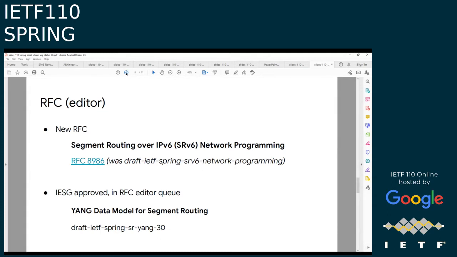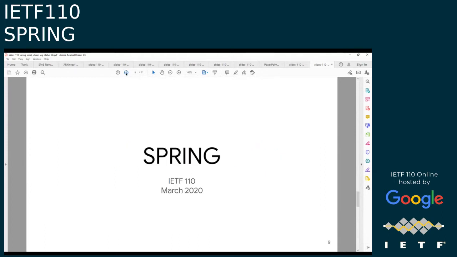The Yang data model was approved by the IESG. It is now in front of the RFC editor. Given how responsive the editors were during the IESG approval, I expect again we will see smooth sailing with the RFC editor, but I can't promise anything, but we hope to have it out soon. Thanks to the working group, thanks to the authors, and thanks to the working group for all your support on these documents. Next slide. And that's the end of this presentation.